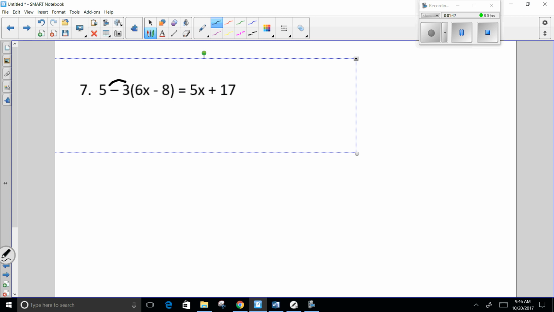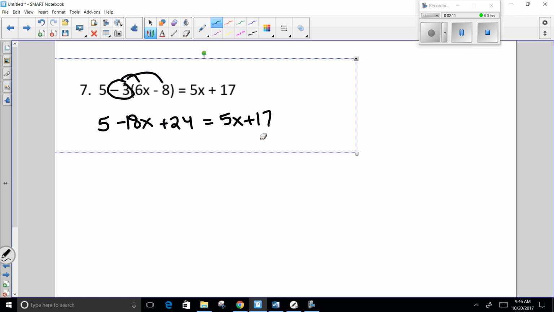So what we do is we take this negative 3 and we distribute it into the parentheses to get rid of the parentheses. So this becomes negative 18x. Negative 3 times 6 is negative 18. Negative 3 times negative 8 is a positive 24. Equals the right side. I can't do anything to that yet, so I just rewrite it. This 5 that's in the front of the problem, it just comes along, so we haven't done anything to it yet.